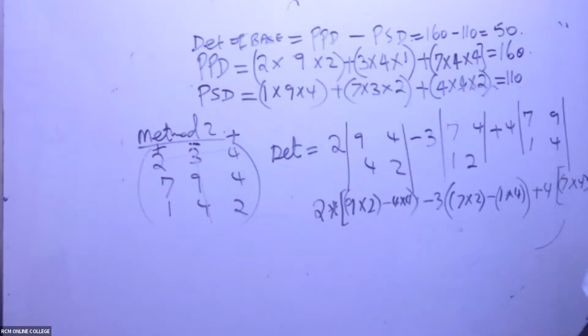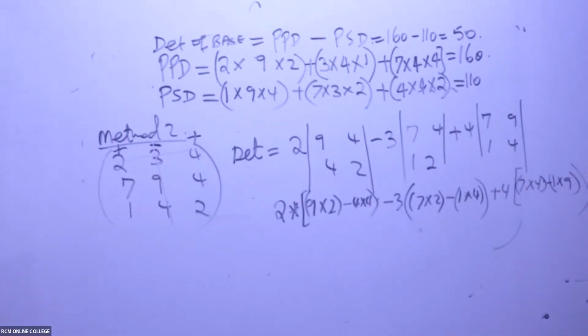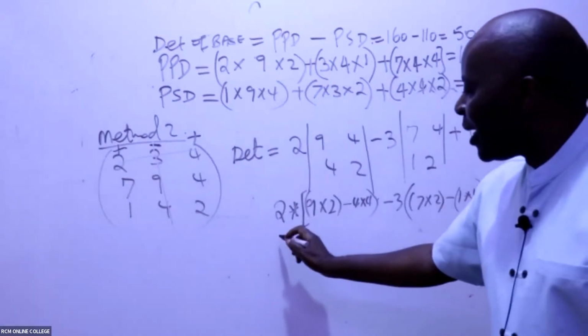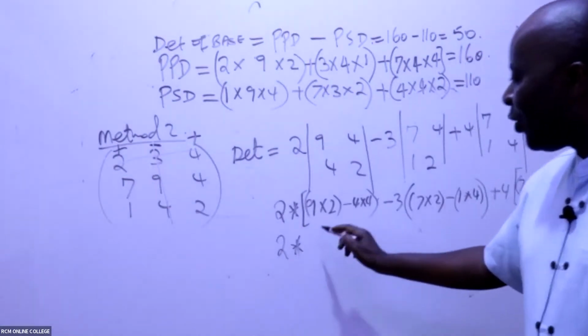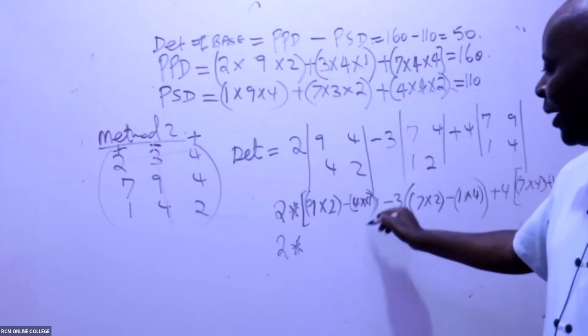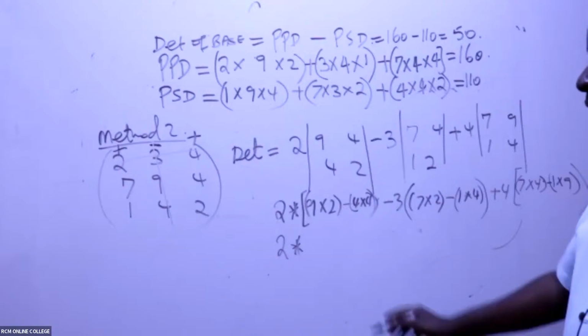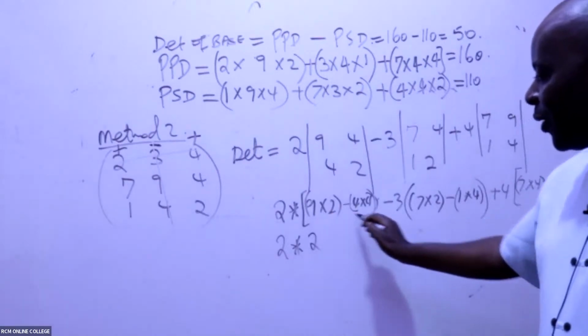Great. So then please do me a favor. Come inside the brackets first. So inside the brackets, what do we have, ladies and gentlemen? You say 9 times 2 minus 16. Give me an answer. Inside the brackets here, I'm being told that this difference is 2.